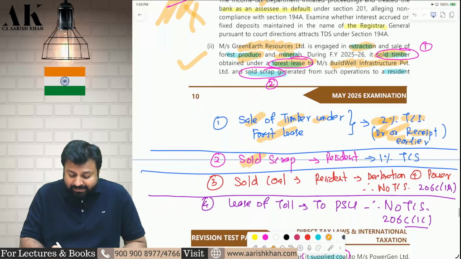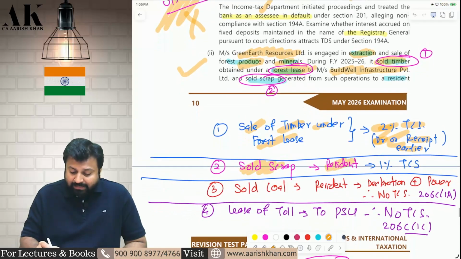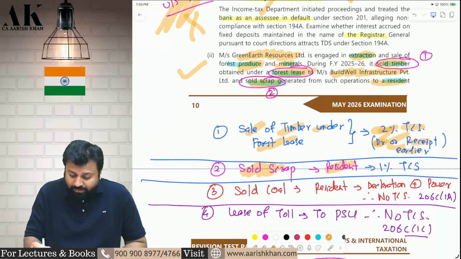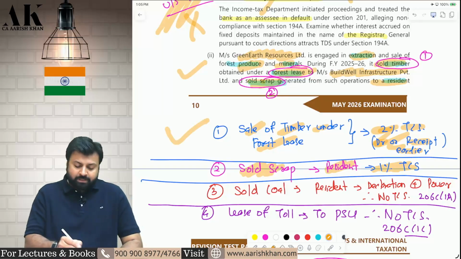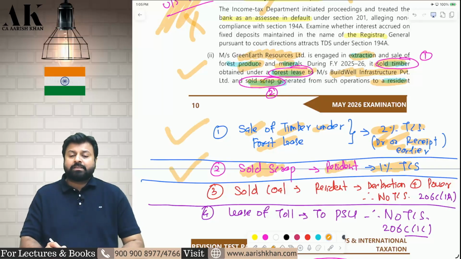Then there is some scrap which is sold by the assessee to a resident. Now scrap is sold by the assessee to a resident. This will be subject to 1% TCS under 206C subsection 1. This is also covered in 206C subsection 1.